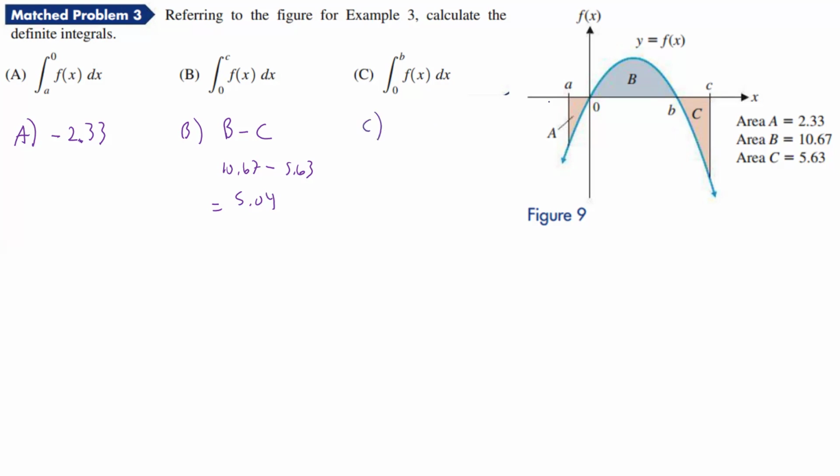What about C, from 0 to b? Well, that's just the area of B, so that's just 10.67. Because it's above the x-axis, it's positive, and we just take that positive area and we're good to go.